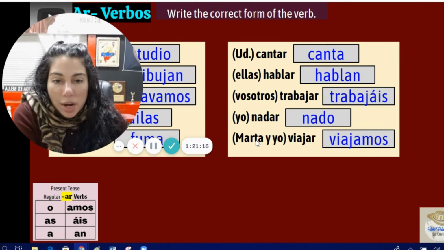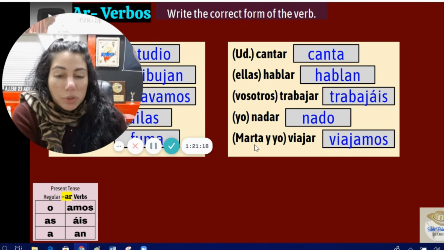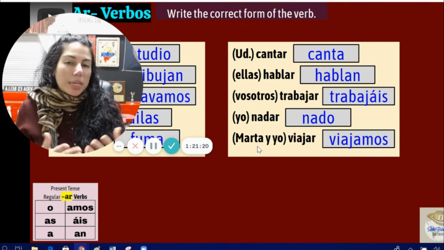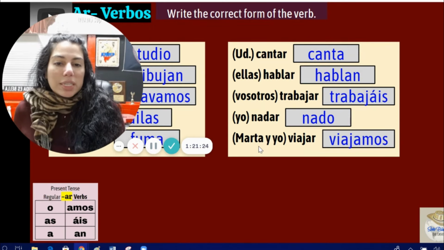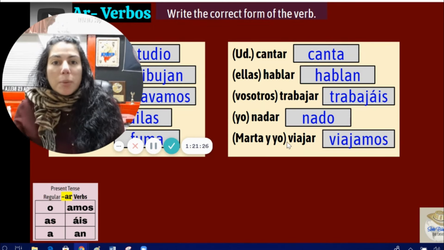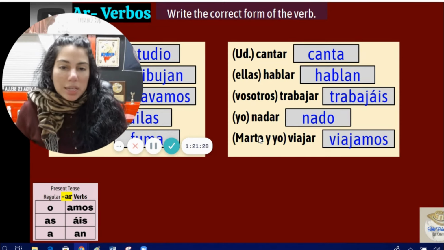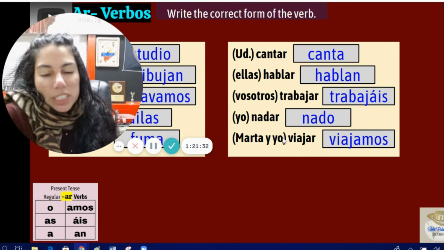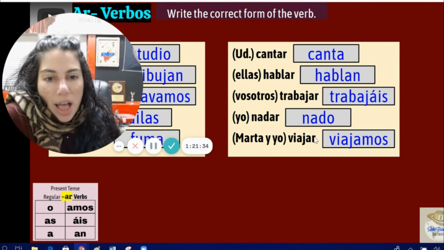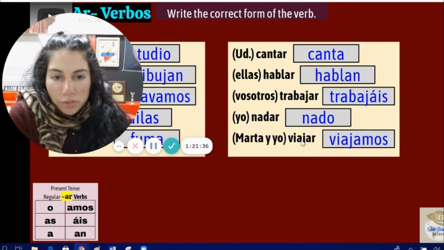Be careful with that because it's giving you other names. So you always have to pay attention to how many people are in the sentence and who's doing what. In this case, I'm doing it with somebody else. In this case, it's Marta. So I have to go with the plural pronoun of yo, which is nosotros, and then I have to use that ending for the verb.